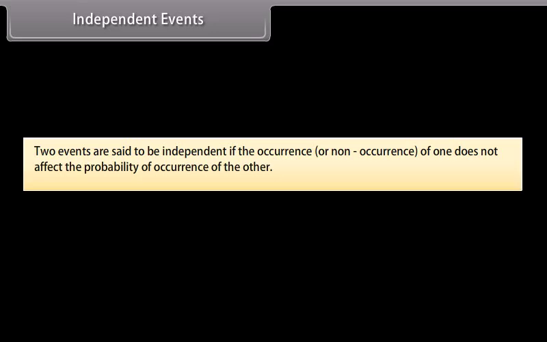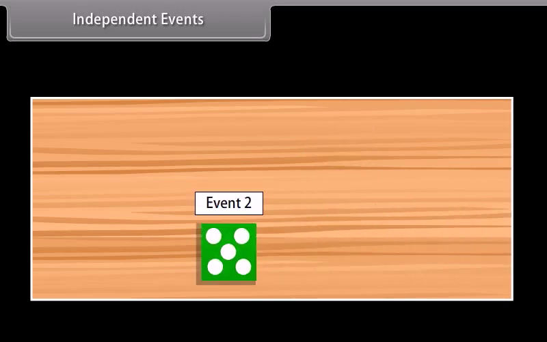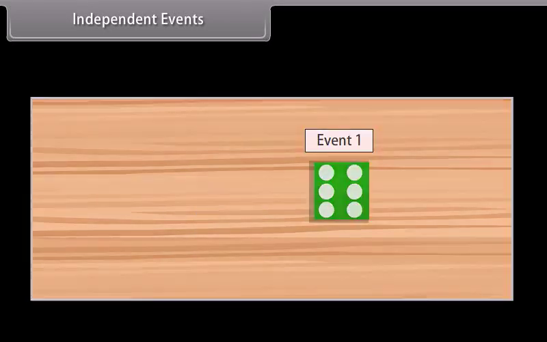Independent events. Two events are said to be independent if the occurrence or non-occurrence of one does not affect the probability of occurrence of the other. For example, on rolling of a dice, let A be the event of getting 6 on the first roll. Let B be the event of getting 5 on the second roll. These two events are independent of one another.